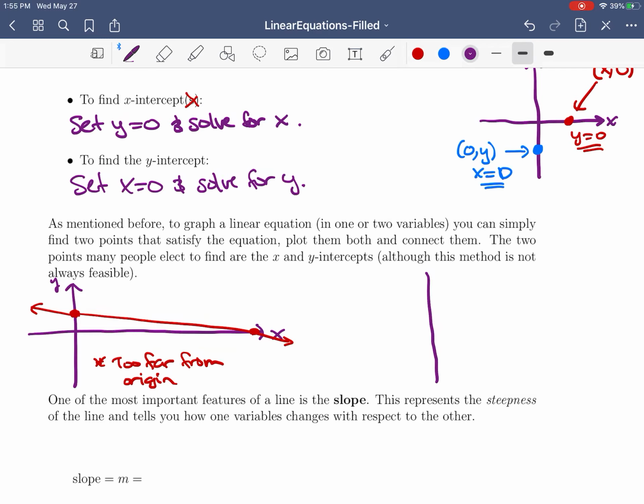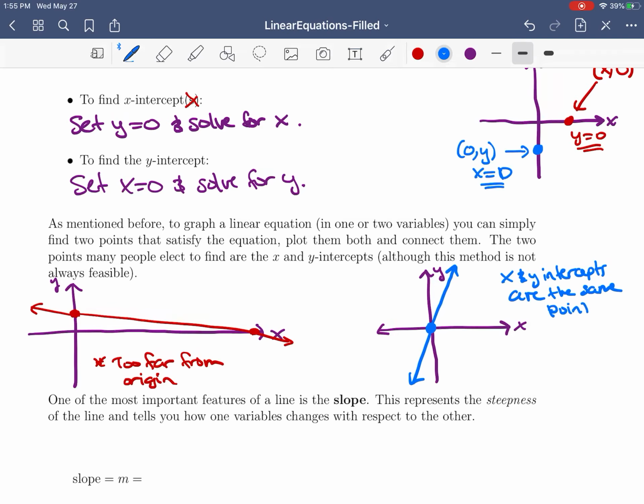Another problem you might have, okay, is if your line goes through the origin. So I could have a line like this. So why is this a problem? So here, the x and the y intercepts are the same point. So when you find them, you only get 1 point, not 2. We need 2 points to graph the line. So here, you just have to find another point instead. So you're going to have to find something else. So you might need a point, say, up here or something, so that you know which direction the line goes.